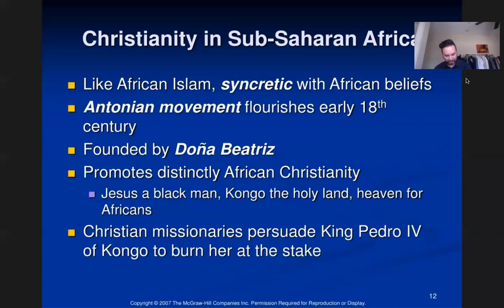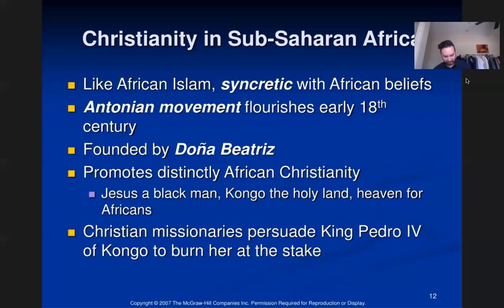She also taught that Jesus Christ had been a Black African man, that the Congo was the true holy land of Christianity, and that heaven was for Africans. She urged the Congolese to ignore European missionaries and heed her disciples instead. She sought to harness the widespread popular interest in her teachings and use it to end the wars that were plaguing Congo. Donna Beatrice's movement was a serious challenge to Christian missionaries in Congo.